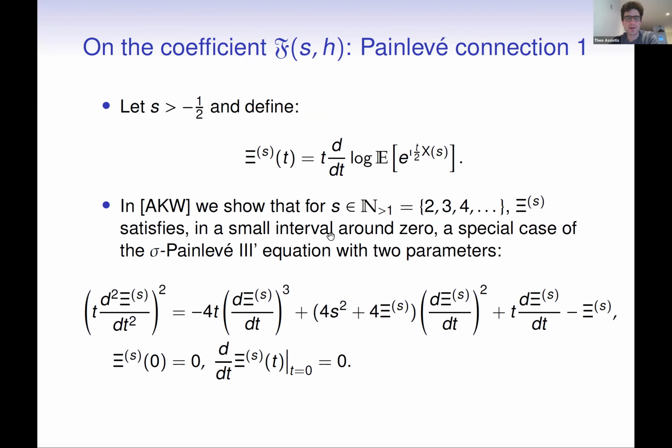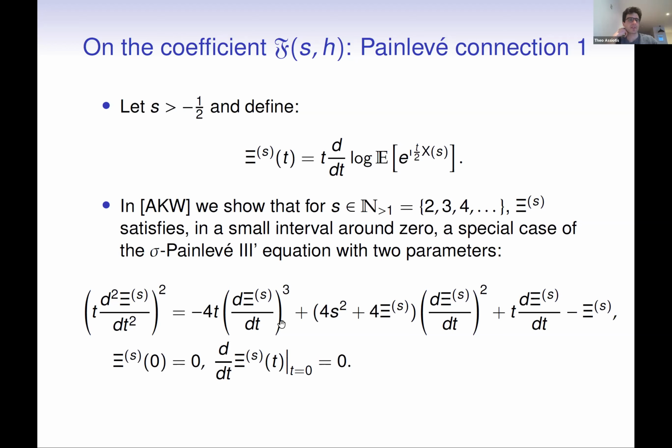And then in the same paper, there are some restrictions here. I will explain why they're here. We prove that for this s bigger than integer and bigger than 1, this satisfies in some small interval around 0 the Painlevé 3 equation, which is the sigma form of the Painlevé 3 prime equation. These two parameters you can forget for a moment. Then we have this equation, and boundary conditions: 0 is 0, derivative of 0 is 0. So this is this equation.